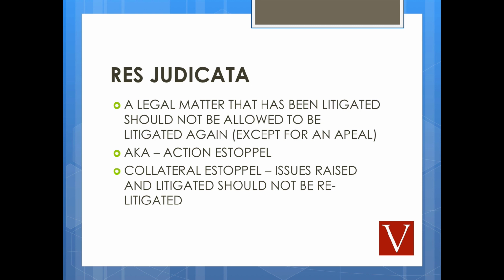And then I have here just contrasting this with collateral estoppel, which is what we call issue or claim preclusion. Issues raised and litigated should not be relitigated. So if you lost on copyright infringement, you shouldn't be able to come back and raise the issue again and do it all over again. Res judicata, collateral estoppel, two great ones there for you, 2 for 1.